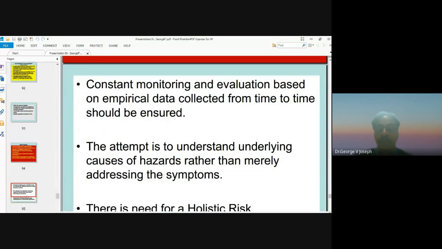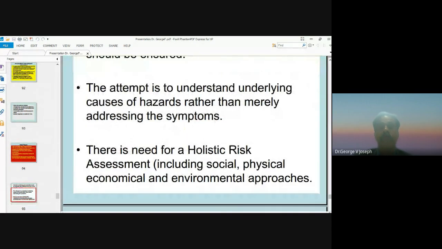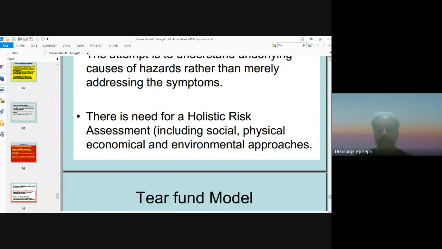The attempt is to understand underlying causes of hazards rather than merely addressing the symptoms. Why are we having so many people living in landslide prone areas or informal settlements? What are the root causes? That needs to be understood. And there needs to be a holistic approach, which will include, as I said, all these factors.